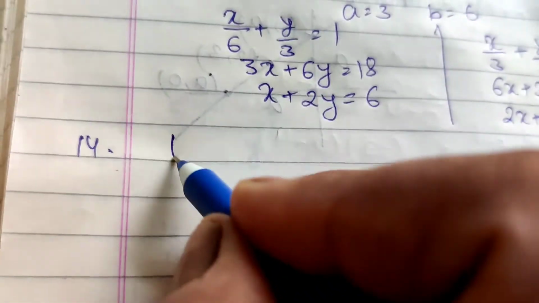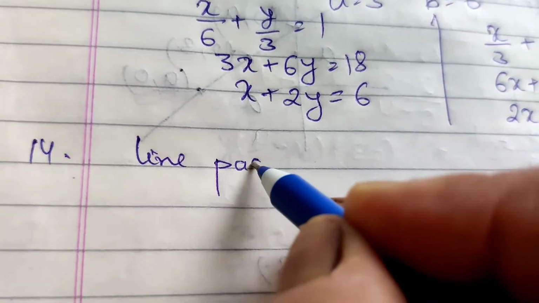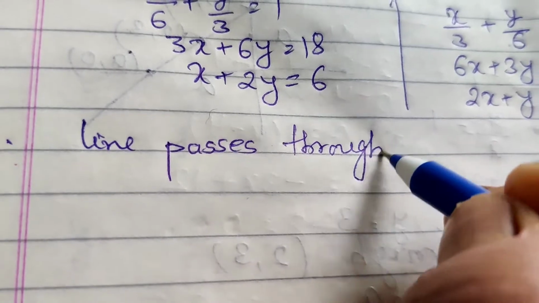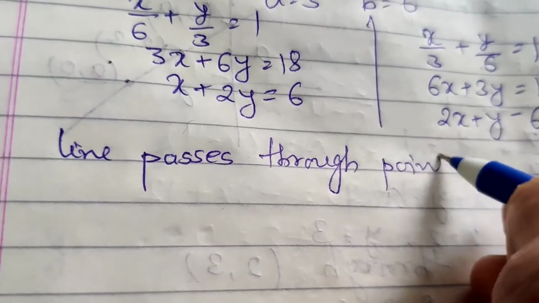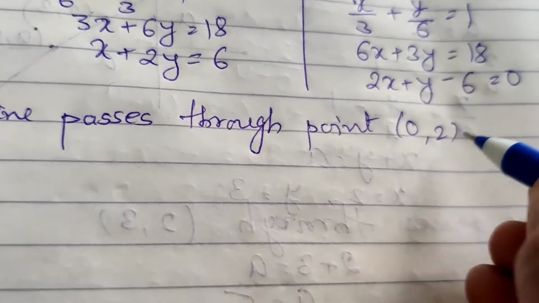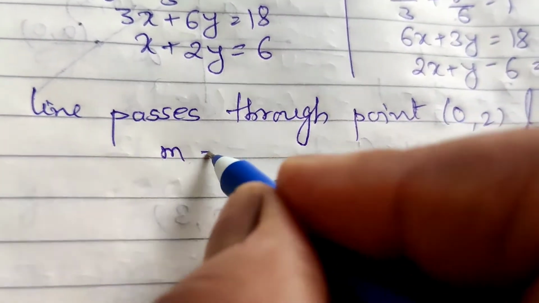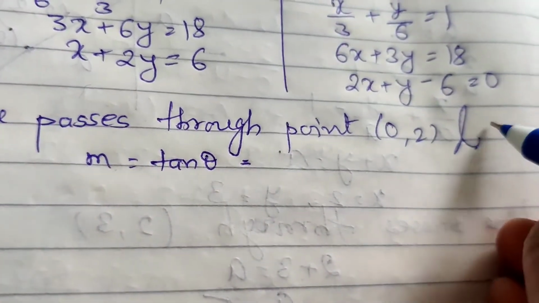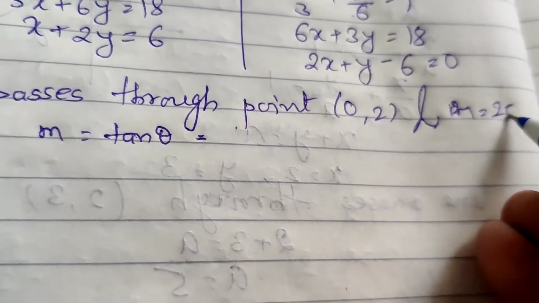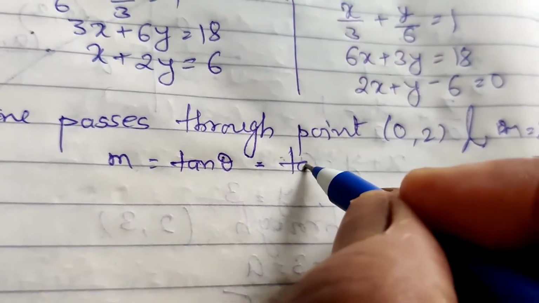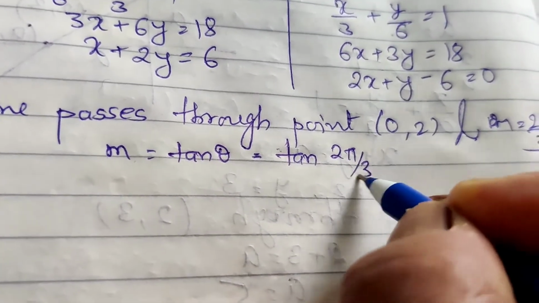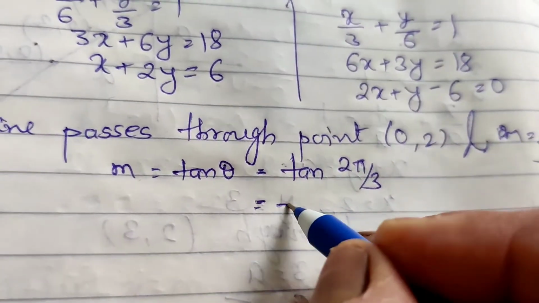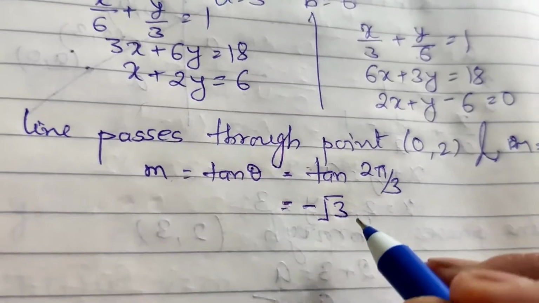The line passes through the point (0, 2) and m equals tan theta. Theta is 2 pi by 3, so m equals tan 2 pi by 3. Tan 2 pi by 3 is equal to minus root 3. So m equals minus root 3.